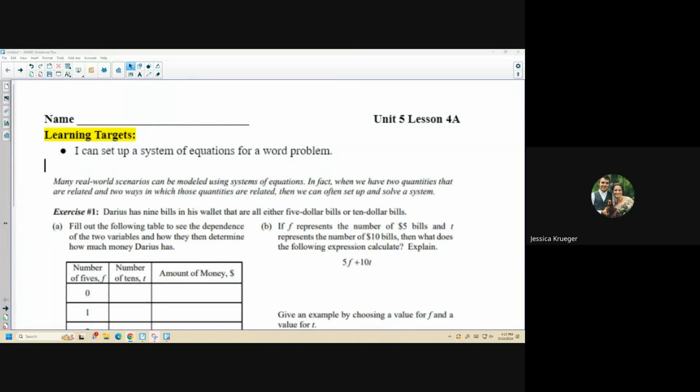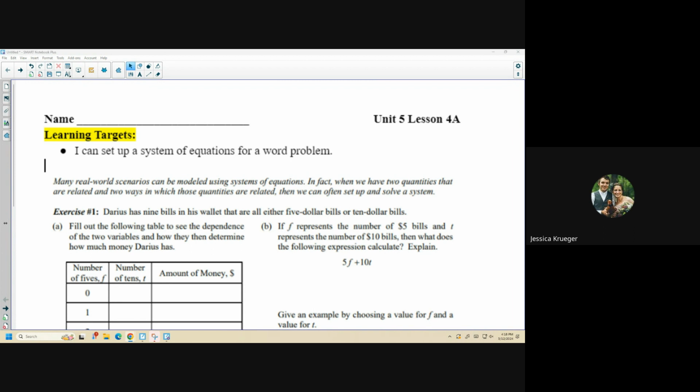This is the video lesson for Unit 5, Lesson 4, Part A. The goal of this particular lesson is I want you to be able to set up a system of equations for a word problem. Not solve it yet, but just set it up.